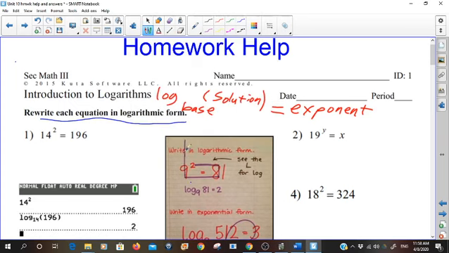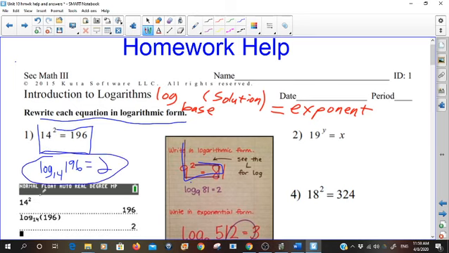Okay, so how it works, if you look here, is you write it in the form of an L. So we're going to go like this. We're going to do log base 14 of my solution, 196, equals 2. And that's just the answer. Log base 14 of 196 equals 2. Cool. So this is the same thing.